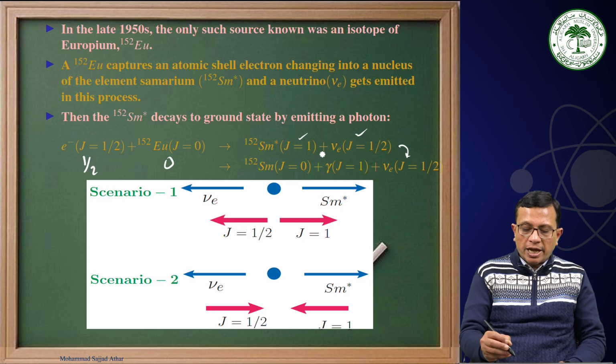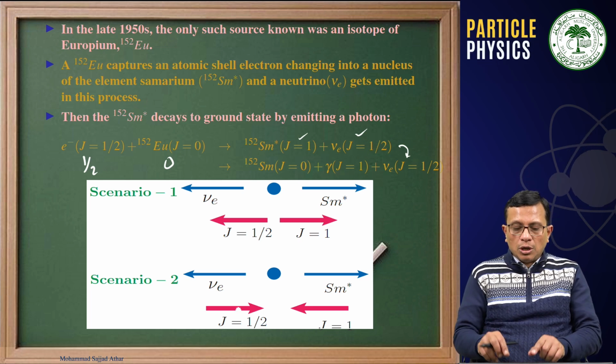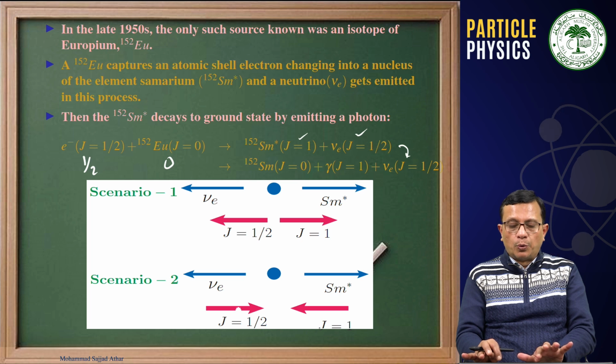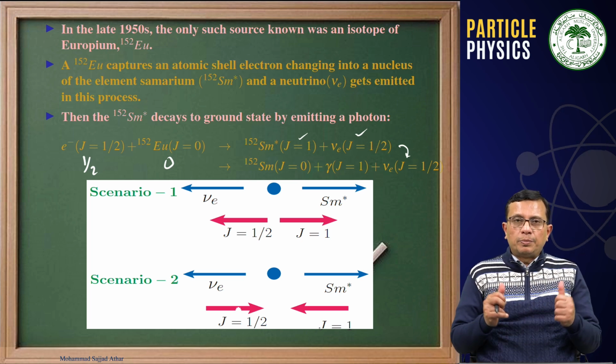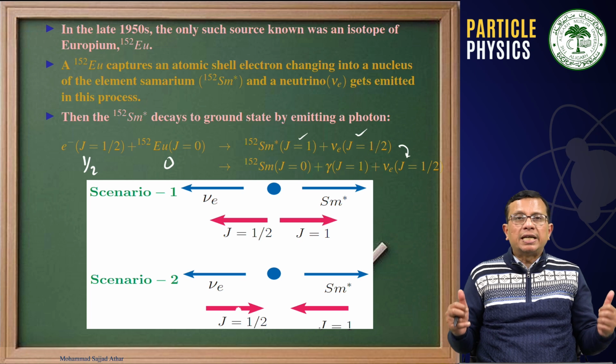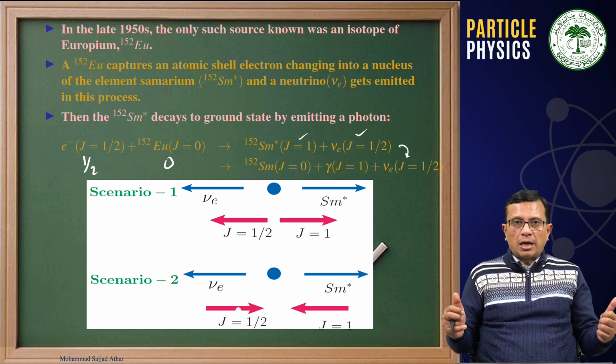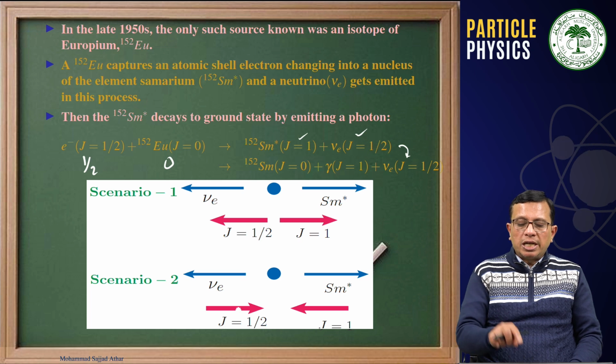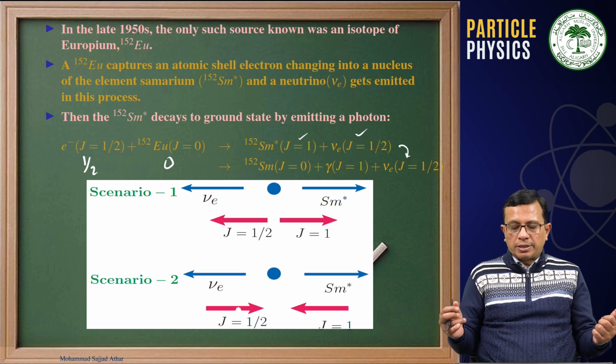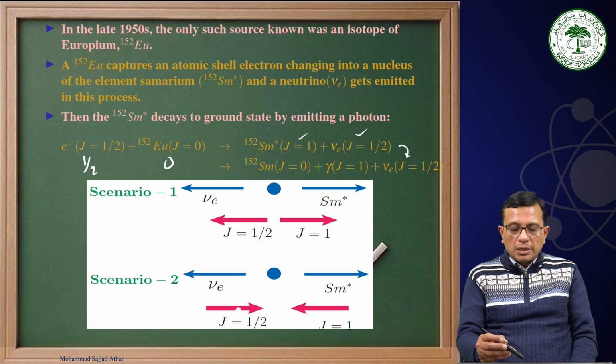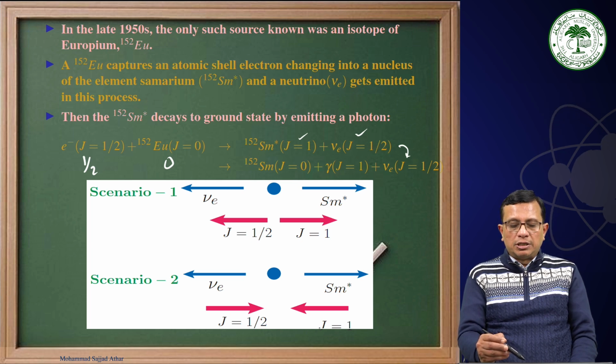This opposite direction can be like this, scenario 2, or this opposite direction can be scenario 1. Therefore, to conserve linear momentum, samarium star and neutrino have to be emitted exactly in opposite directions. And to conserve angular momentum also, they should be emitted exactly in opposite directions. Therefore, what you notice is that if you talk about the helicity of the neutrino, then here momentum and spin are in the same direction. Here momentum and spin are in opposite directions. Therefore, this is a right-handed case and this is a left-handed case.